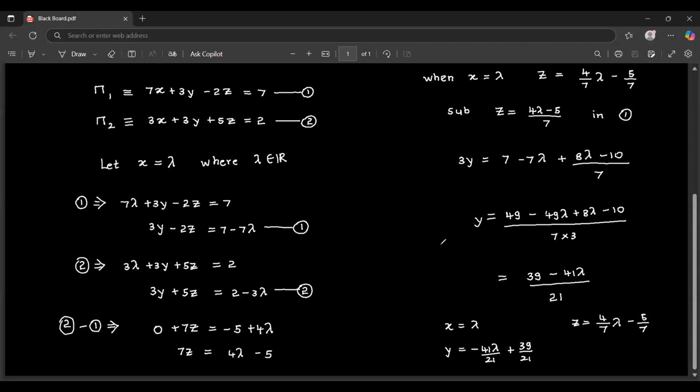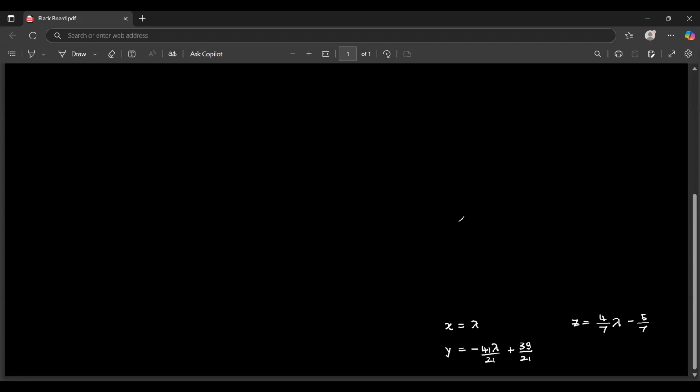Now, since you have the parametric equations, you can actually find the vector equation. Let's write down the vector equation. Let's substitute lambda equals 0 to find the point, the position vector of a point on the line. So that will be x equals 0, right?